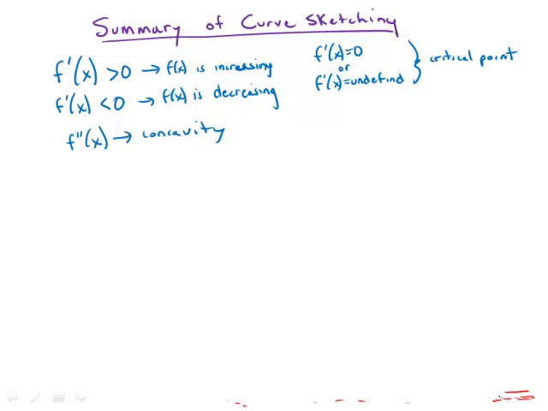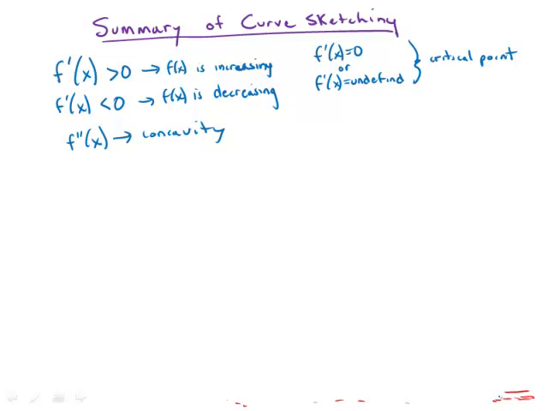min. The second derivative tells us about concavity. If the second derivative is positive, it's concave up. Second derivative is negative, it's concave down. Where the second derivative is 0, then we have a potential point of inflection. That is to say, a point where concavity changes. And we might also evaluate whether the critical points are max or min by using the second derivative test.